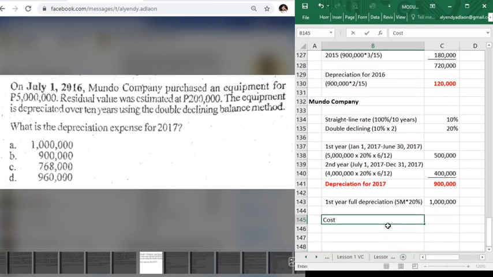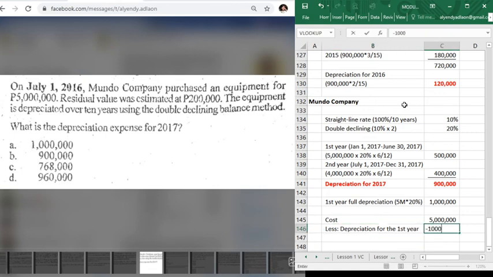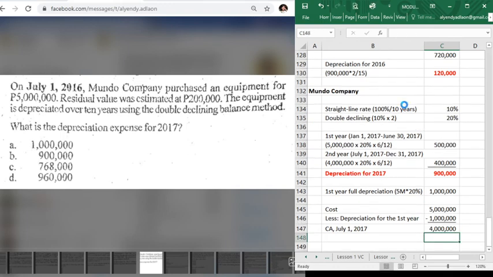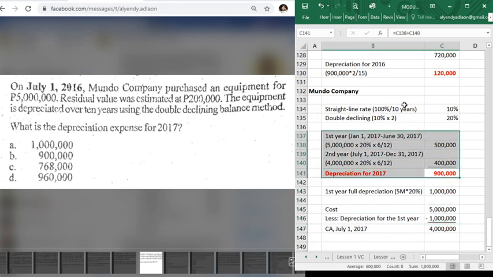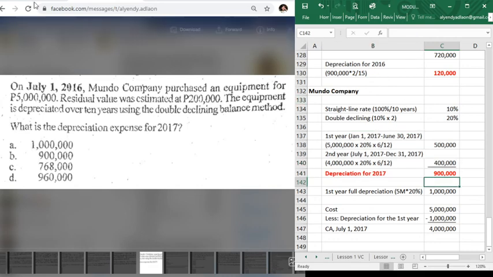Okay? Cost of 5 million less depreciation for the first year of the asset of 1 million. So we have carrying amount as of July 1, 2017 nga 4 million pesos. Okay, so when you answer you don't really need to write all these solutions. Kato lang ang mga necessary nga solutions. Okay, kaya pwede naman na to siya ma-solve using this one. So, pwede ra ka na ato ang solution. Okay, so that is for the double declining balance method.